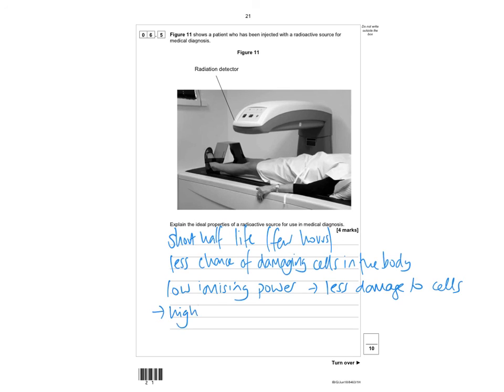So what you want to use is something that has more highly penetrating properties. In other words, once it's in the body, it can leave again. And that's the sort of thing that you want. So something like gamma radiation, once it's in, it can get out and will do a lot less damage than something that is more ionizing. And of course, if it can leave the body, it can be detected.